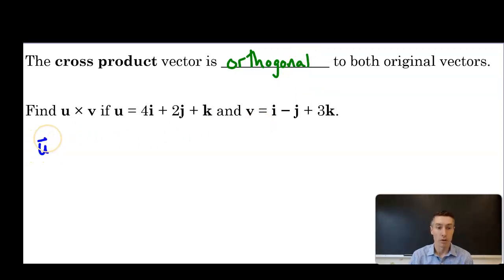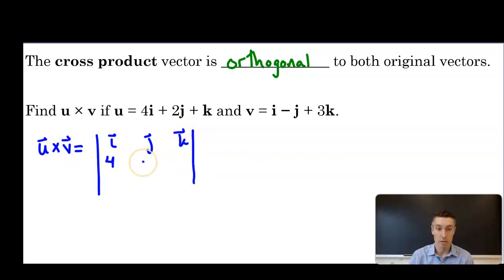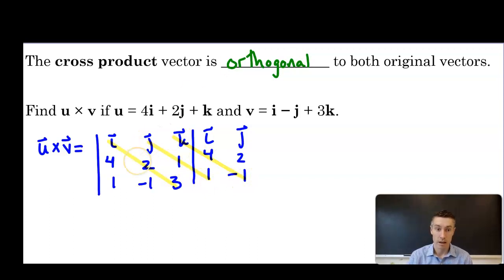Okay, so u crossed with v is equal to i, j, k, right? As I said before, order matters. So 4, 2, 1, 1, negative 1, 3. For this example, I'll use the diagonal method, just so we have one of each in our notes. So i, 4, 1, j, 2, negative 1. I'll grab the highlighter. So forwards diagonals, there's 3. I'll just highlight everything first. And then green, the backwards diagonals.